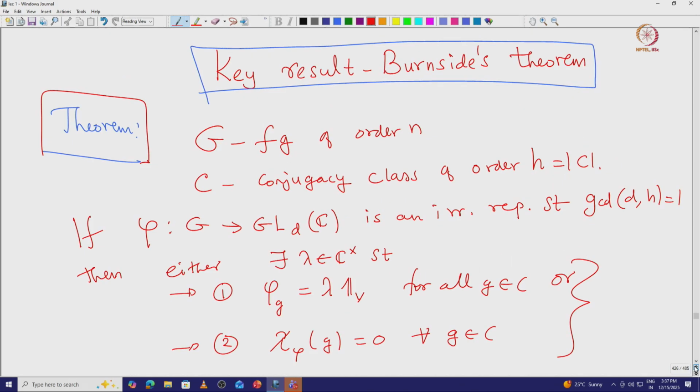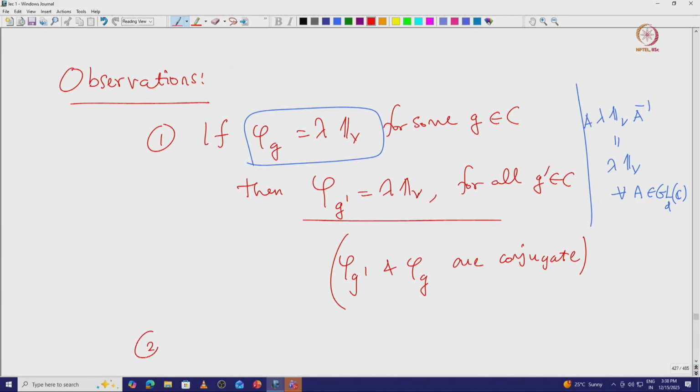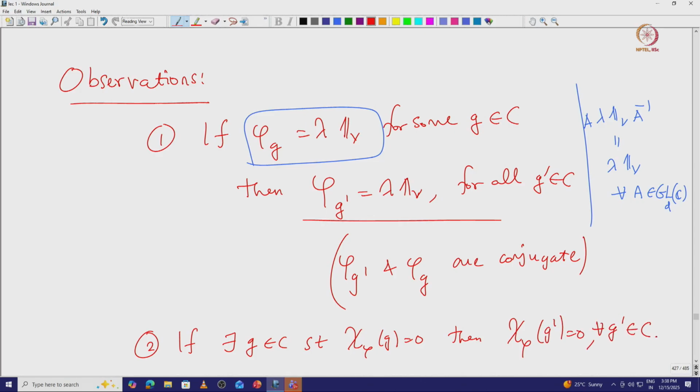Now what about the second statement? Again we can use that the character is nothing but a class function, and we are considering only the class corresponding to g in C. So, once we have chi_phi(g) equal to 0 for some g in C, that would imply that chi_phi is 0 on the entire C. So, again that is also true. If there exists g in C such that chi_phi(g) is 0, then chi_phi(g') is 0 for all g' in C.